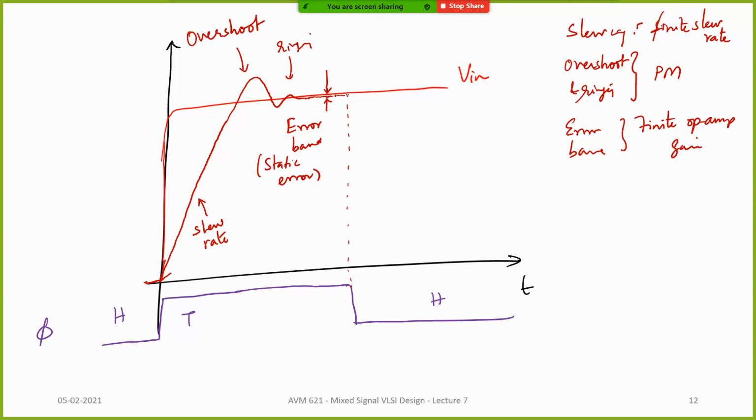Now what happens is, after this you come to the hold, right? Now when you come to the hold, there will be some shift in the voltage. Sometimes it can directly go down like this, or sometimes it will have some ringing. Now this is what is called the pedestal error. Now why is this pedestal error coming? Pedestal error is coming because of the charge injection, clock feedthrough, etc.